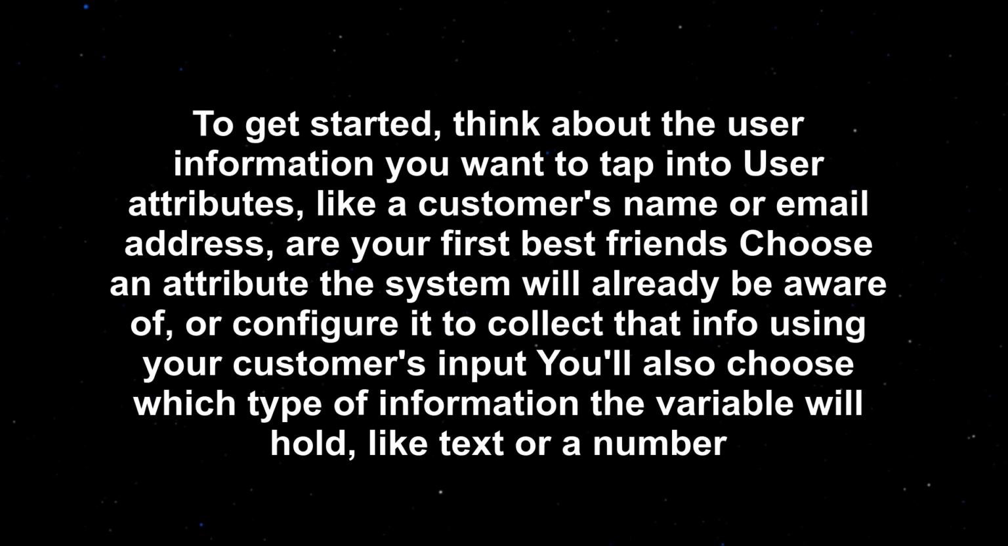To get started, think about the user information you want to tap into. User attributes, like a customer's name or email address, are your first best friends. Choose an attribute the system will already be aware of, or configure it to collect that info using your customer's input. You'll also choose which type of information the variable will hold, like text or a number.